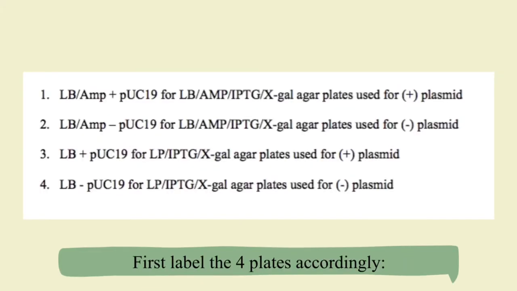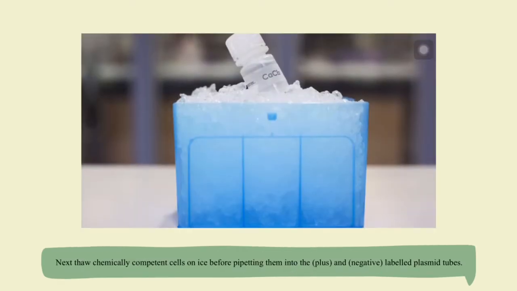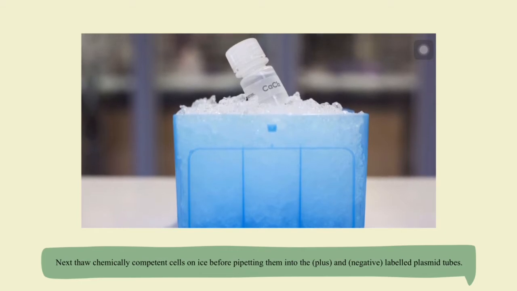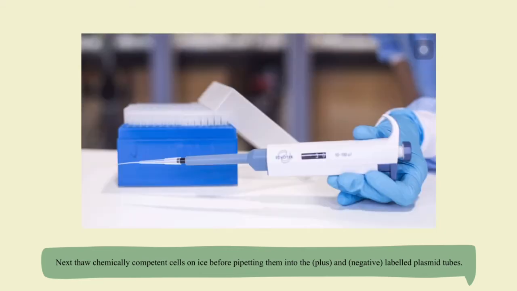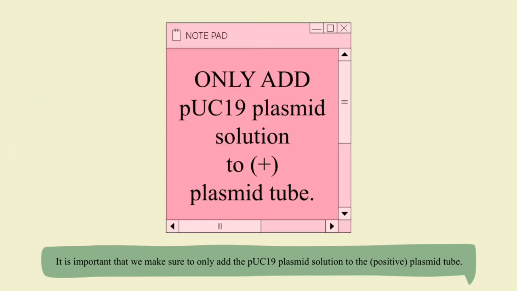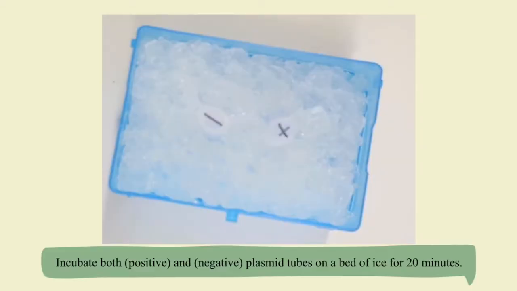First, label the 4 plates accordingly. Next, thaw chemically competent cells on ice before pipetting them into the positive and negative labeled plasmid tubes. It is important that we make sure to only add the pUC19 plasmid solution to the positive plasmid tube. Incubate both positive and negative plasmid tubes on a bed of ice for 20 minutes.